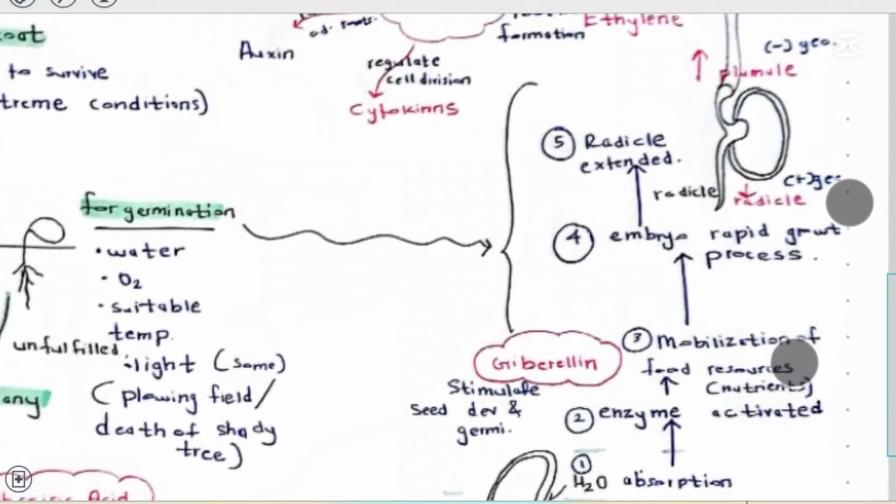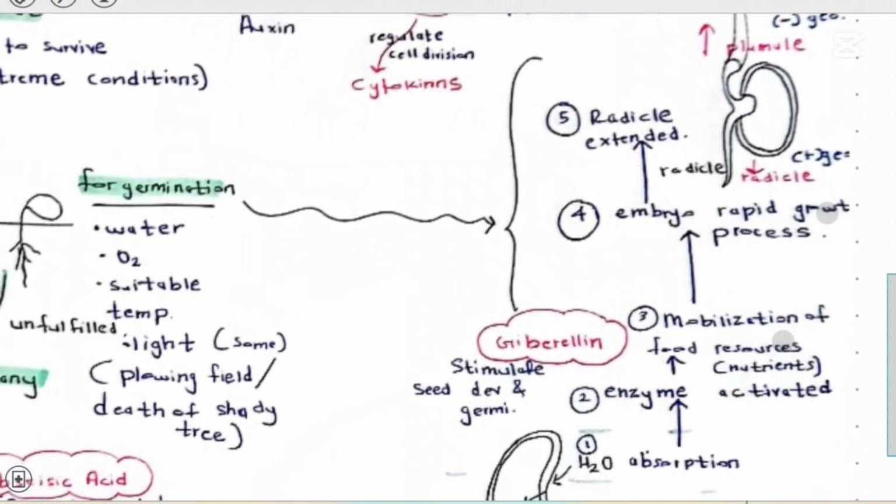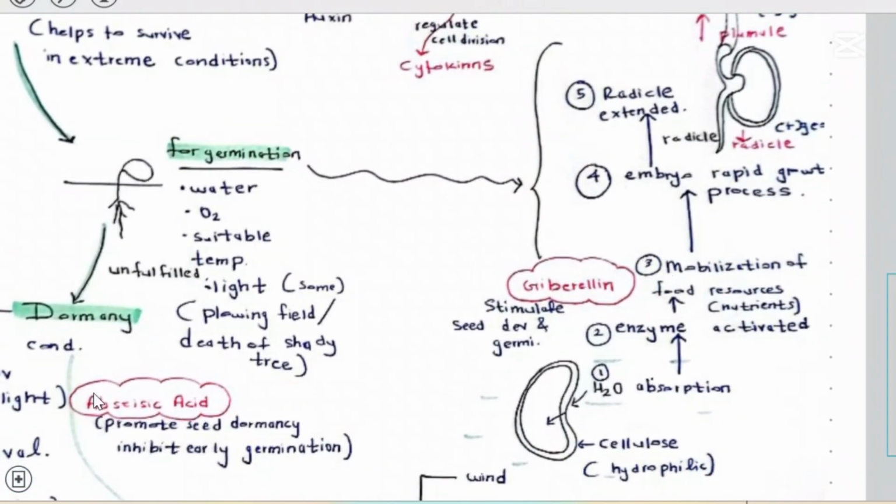So after the rapid growth process, you can see that different parts arise from the embryo, and that's how the seed eventually becomes a plant. Now, like we spoke about the abscisic acid when it comes to promoting seed dormancy and inhibiting early germination, here we speak about gibberellins. Gibberellins are going to stimulate the seed development and germination. So relate it with the process and then you can understand and remember it better.